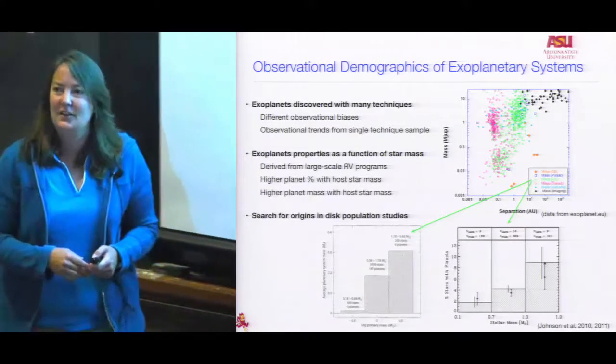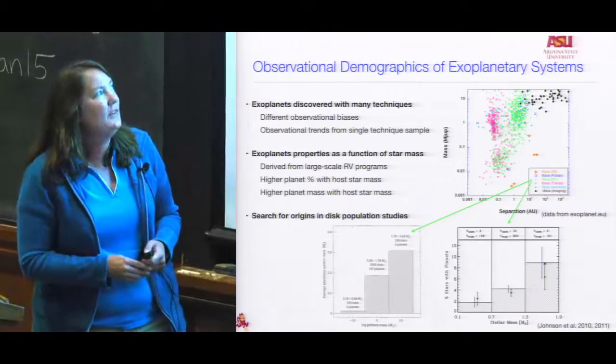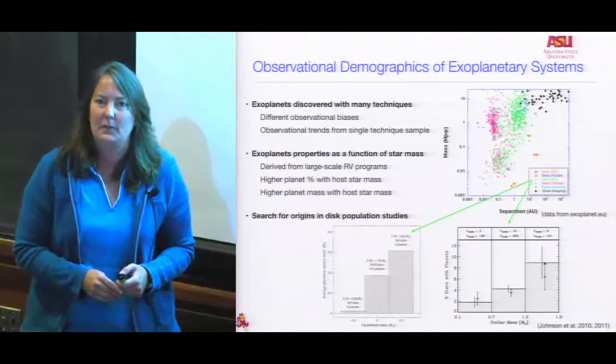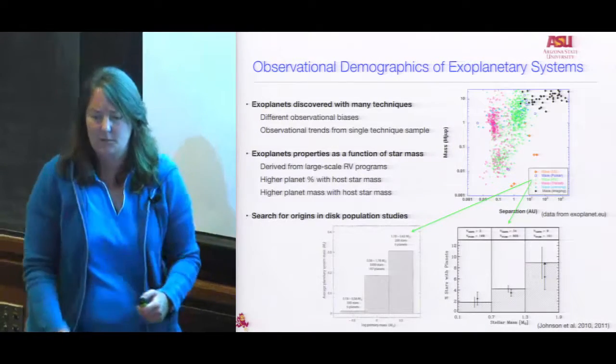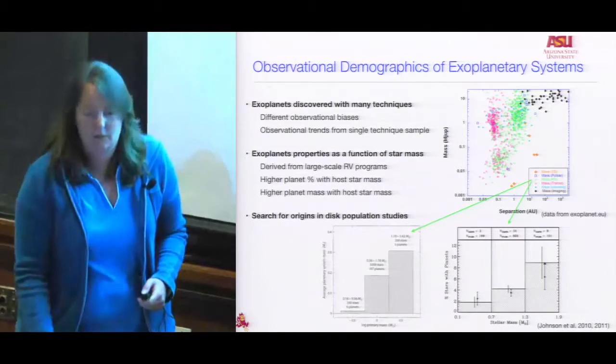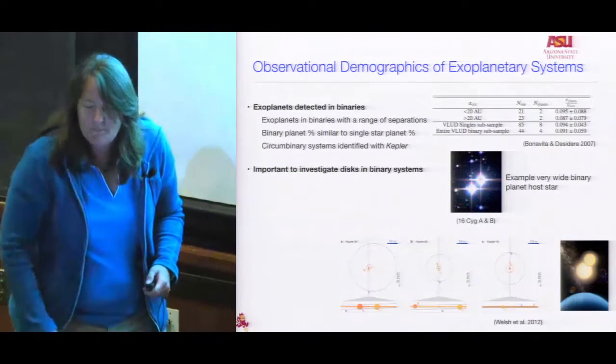And so this is giving us an indication that there are important trends with host object mass that we can then go back to the disk population and understand if we see similar trends with object mass that we can possibly link with some of these demographics of the planet population.